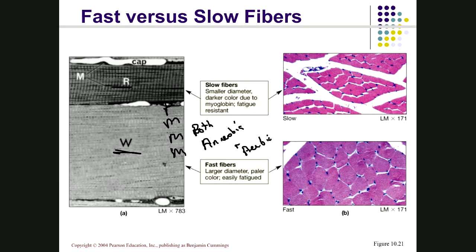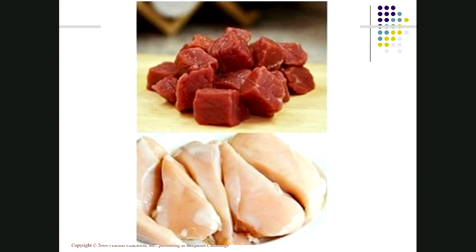Well, we can see this under a microscope, these red and white, but you don't even need a microscope. Look, you can see it right here. So look, that is red meat. The reason it's red meat is because it's red fibers. But look, that's white meat. And the reason it's white is it's white fibers.